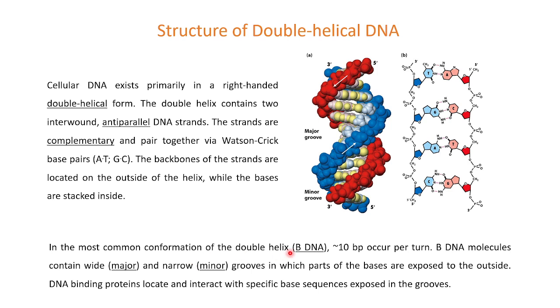Now, the most common conformation of a double helix is your B-DNA. So you have the A-DNA, B-DNA, Z-DNA. Okay, the common one is the B-DNA. So 10 base pairs occur per turn, as I was saying, and each 10 base pairs span a distance of 3.4 nanometers. Therefore, the distance between two nucleotides is the rise of the DNA, that is 0.34 nanometers.